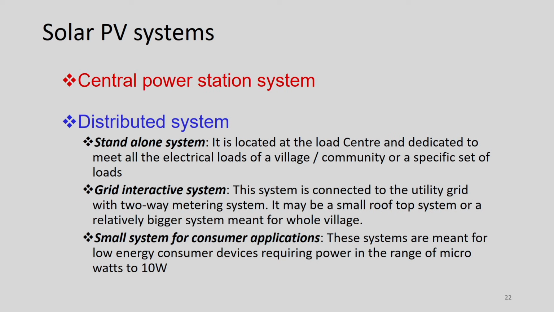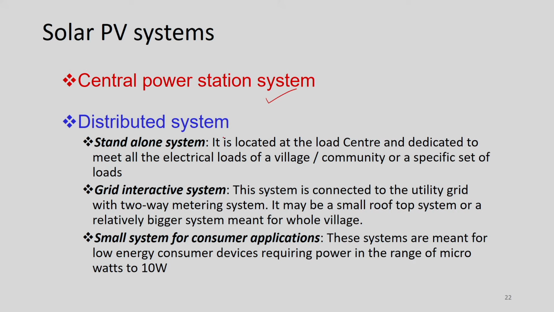So, how are these PV systems classified? Primarily, there are two major classifications. First one is the central power station system, and second one is the distributed system. The central power system is a large power station like our coal based power generation unit. So, in the daytime a huge amount of power will be generated, and then this will be given to the grid.